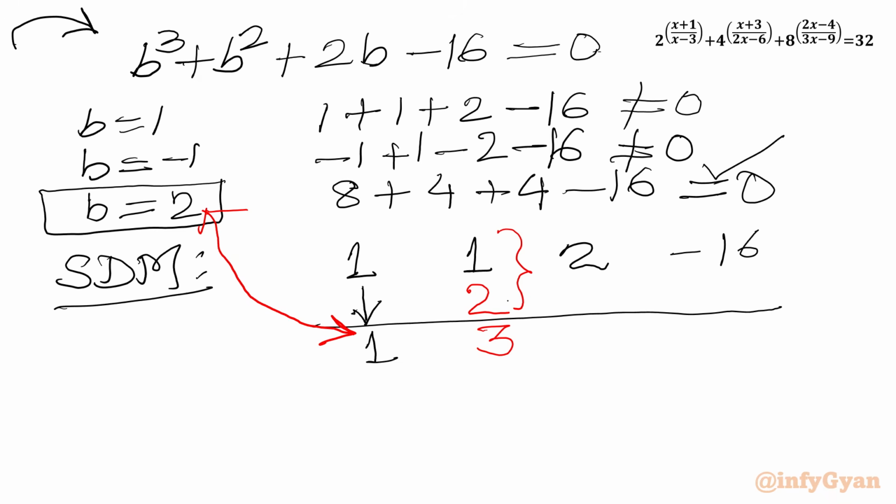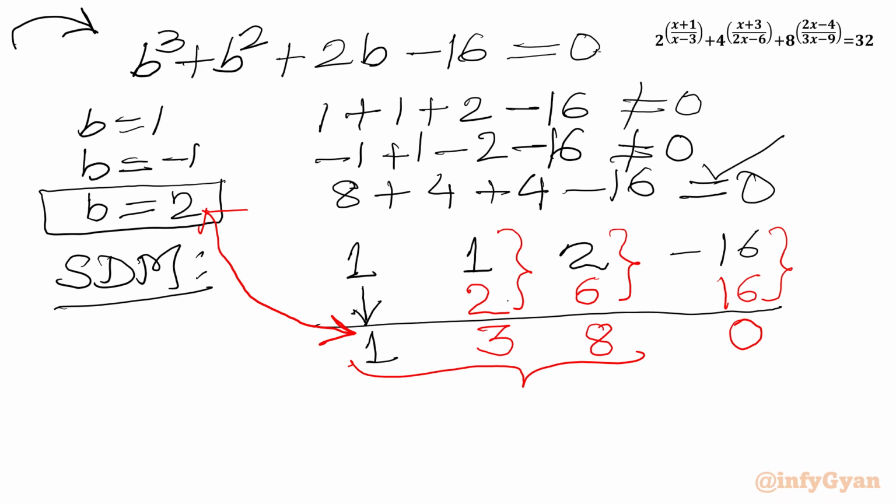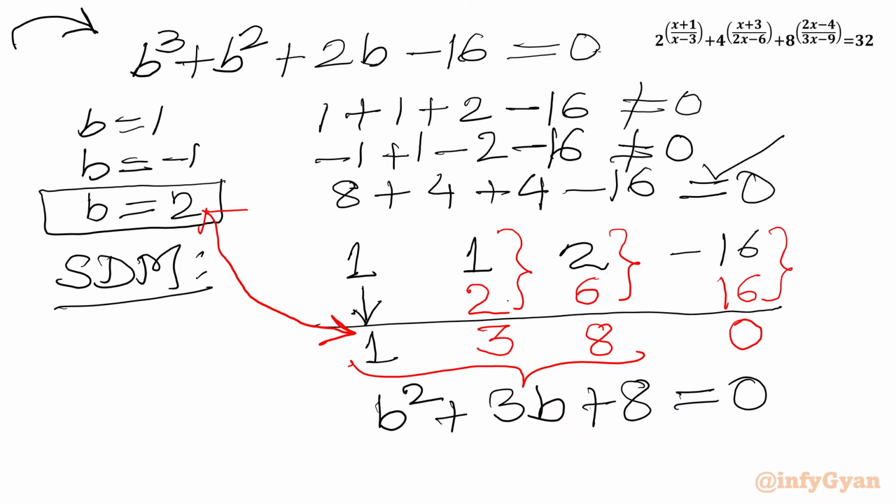The addition will become 3. 2 times 3 is 6, we write it over here. By adding these two, we write here 8. 2 times 8 is 16. Once we add these two numbers, we get remainder 0. And here we have the coefficients for a quadratic equation in b. The equation would be b square plus 3b plus 8 equal to 0.